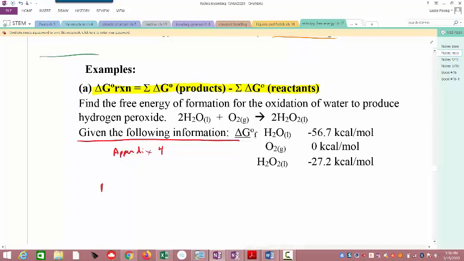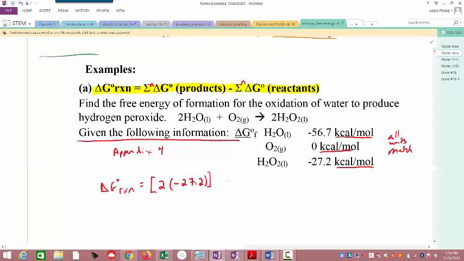So we have delta G of our reaction is the sum of our products. So there's 2. Remember, we always have to include the moles, which I realize I left off of the equation. So H2O2 liquid is our product, so that's negative 27.2. And this, for some reason, is in kilocalories per mole, but all units match, so we're good. I'm going to leave the units off until the end.